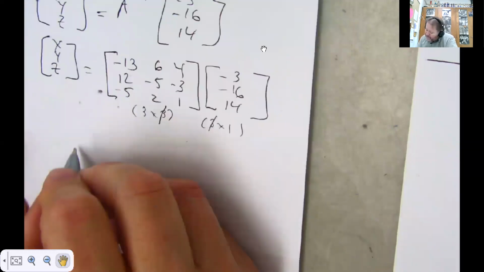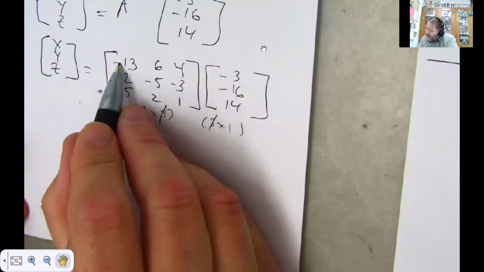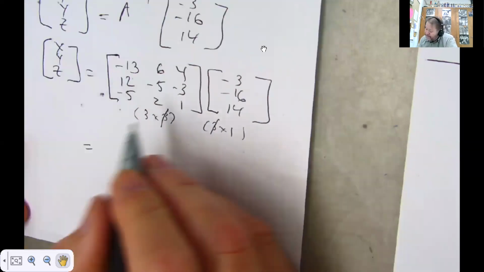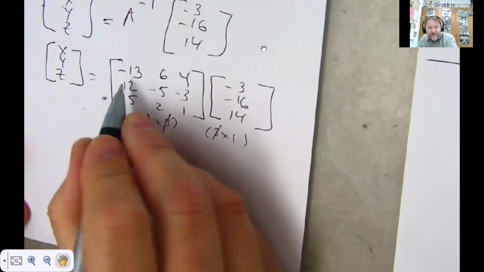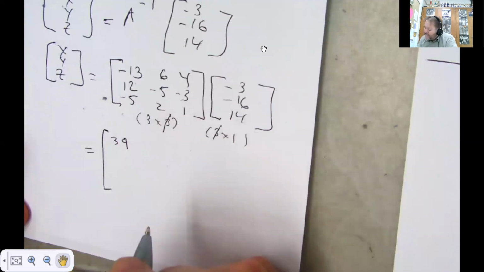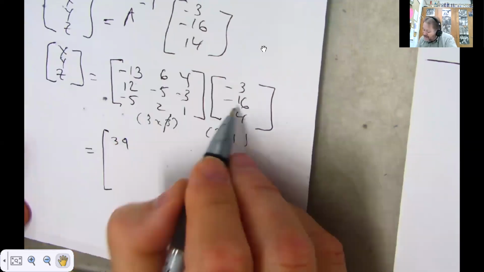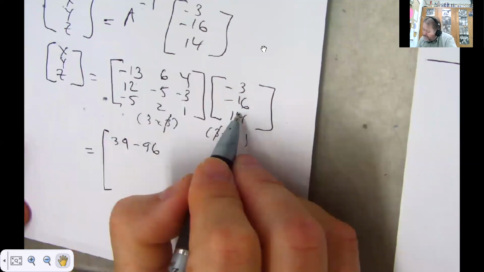So this is going to be equal to, let's go ahead and do this. We're going to multiply row 1 by column 1 to get the row 1, column 1 entry. So that's going to be negative 13 times negative 3 is positive 39. 6 times negative 16 is negative 96. 4 times 14 is 56.